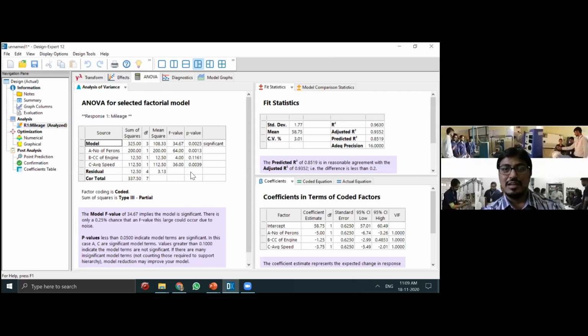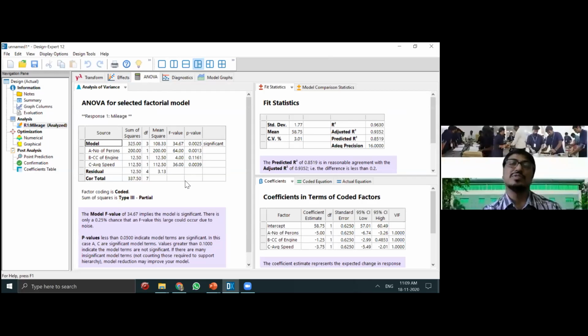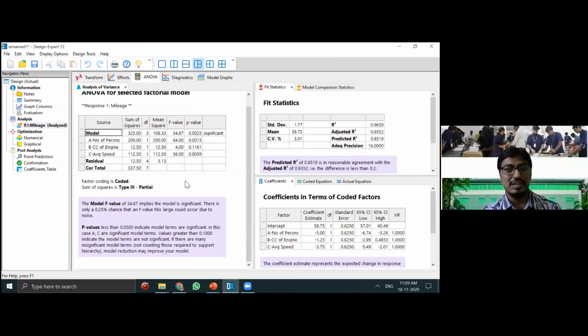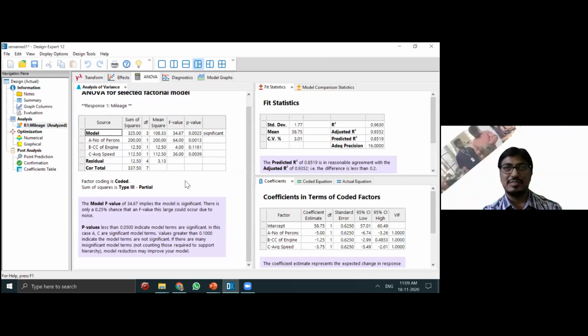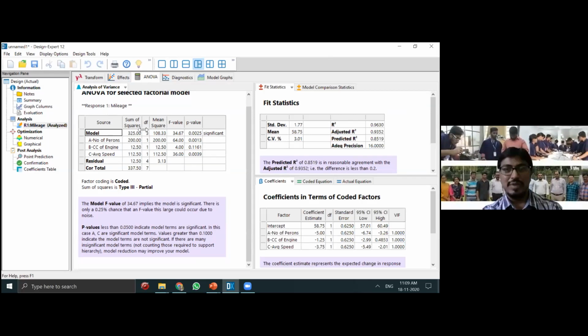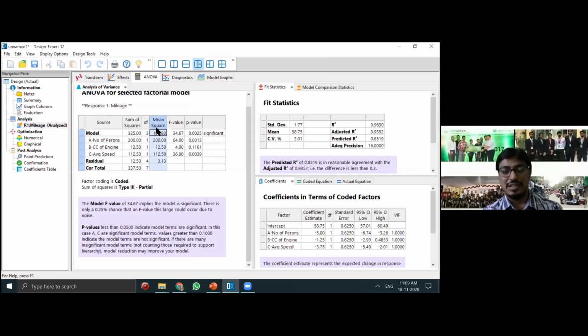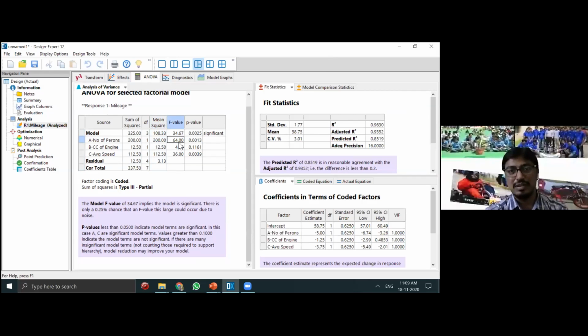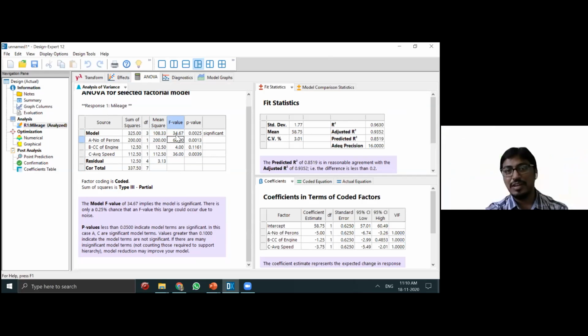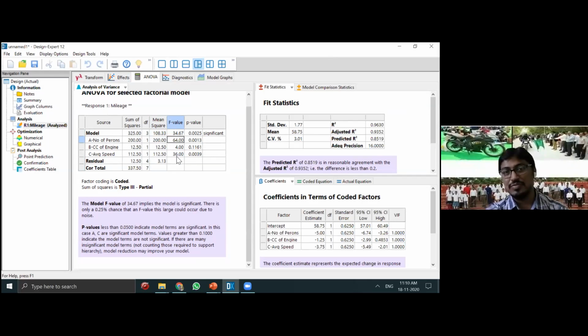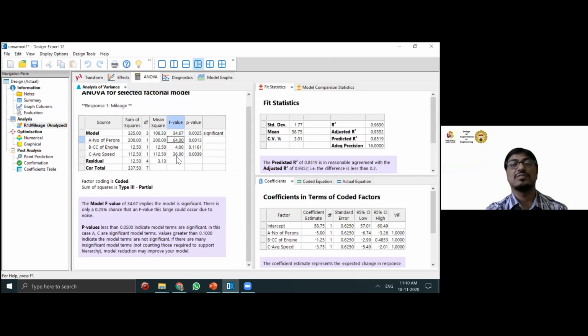Once I click on the ANOVA, the ANOVA table is now visible. If you see in the ANOVA table itself, the complete information is already mentioned. You'll be knowing how the ANOVA table is there, and reading the ANOVA table also. But let me give you one glance. If you see here, number of persons, F value. The value of F will give you the significance, or you can select the contribution.